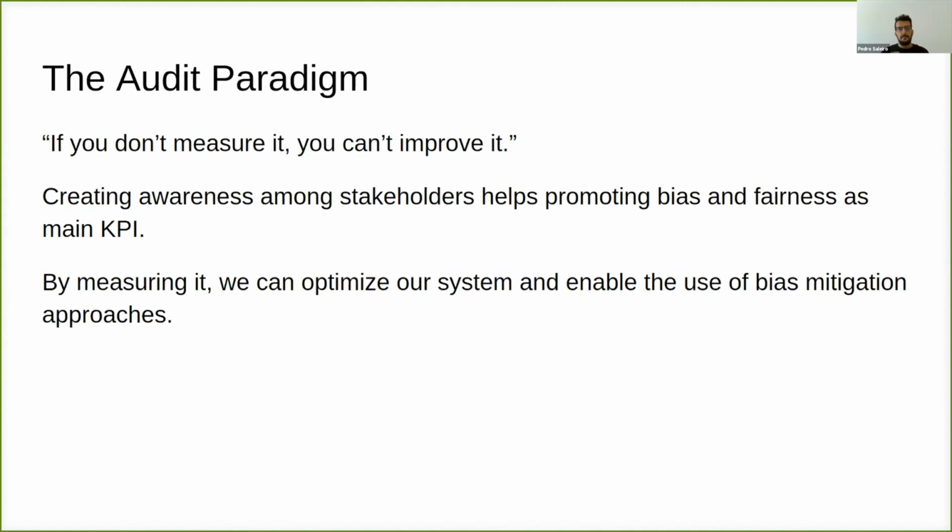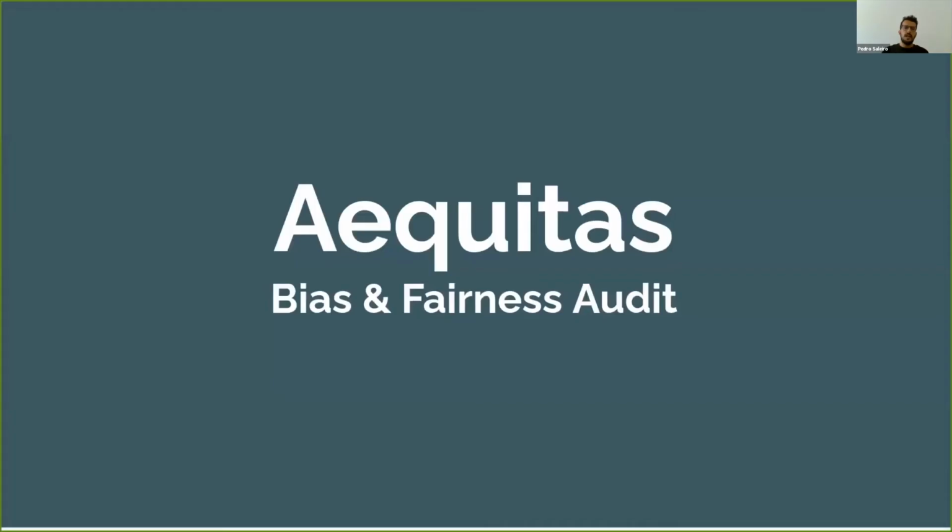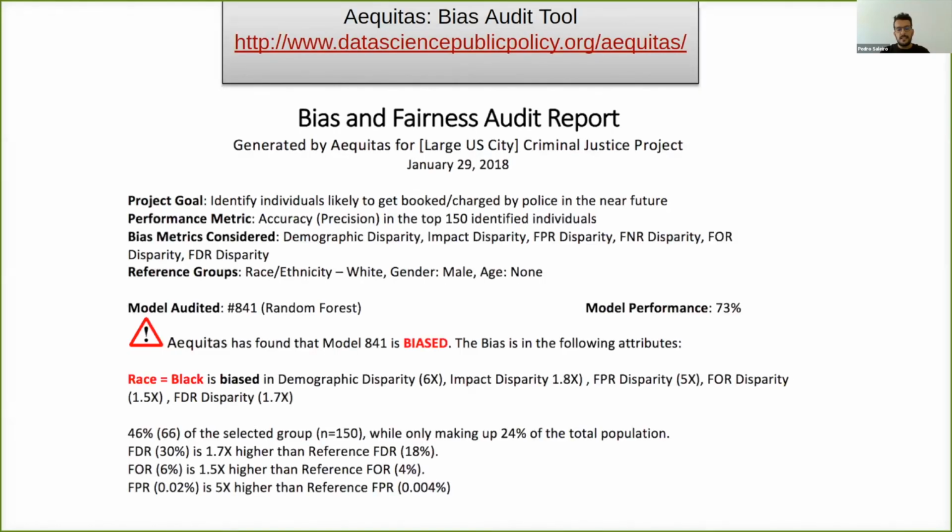And by measuring it, we can optimize bias mitigation techniques, and we can really define tailored mitigation plans for our specific projects. So that's why we developed Aequitas, our bias and fairness audit toolkit. Since we released Aequitas in 2018, thankfully, more of these toolkits in this area of bias and fairness have been launched, from IBM, Microsoft, and Google. And Aequitas is more tailored for these kinds of social good public policy problems.